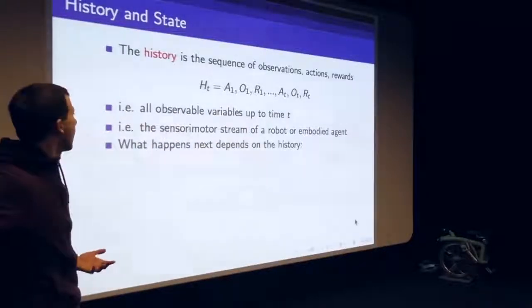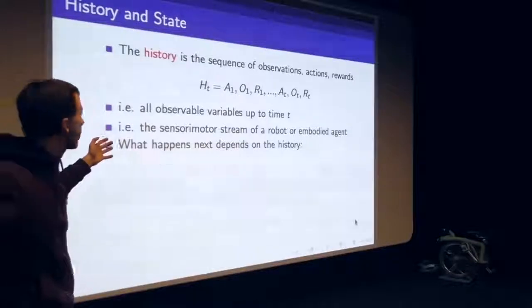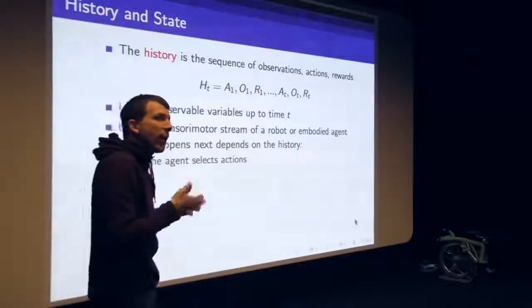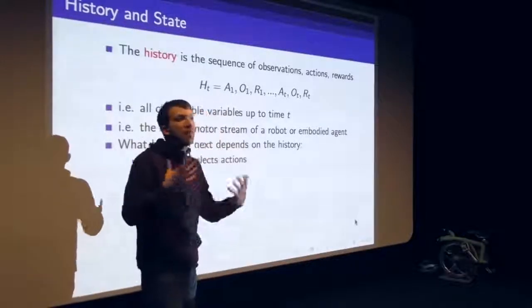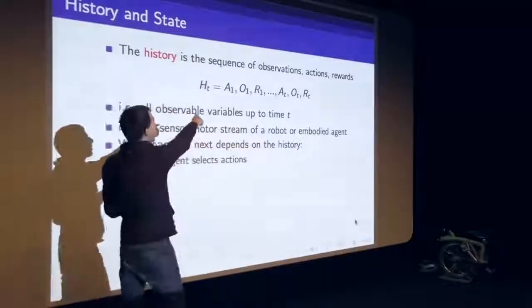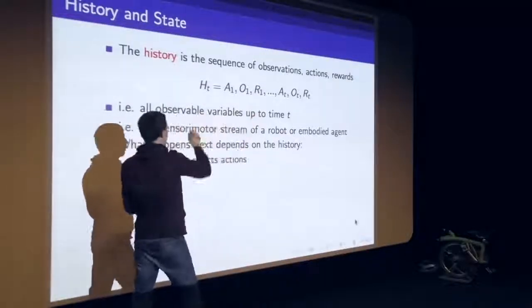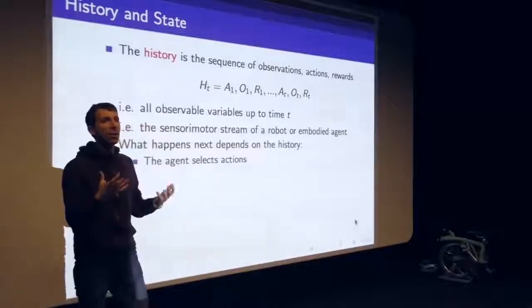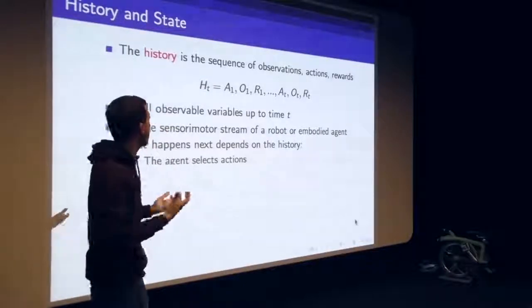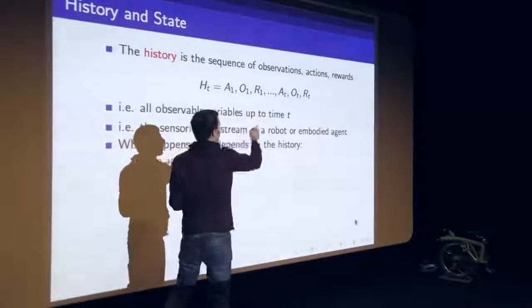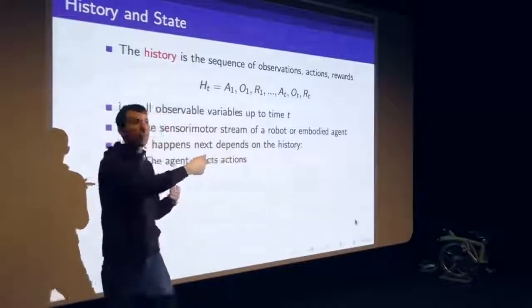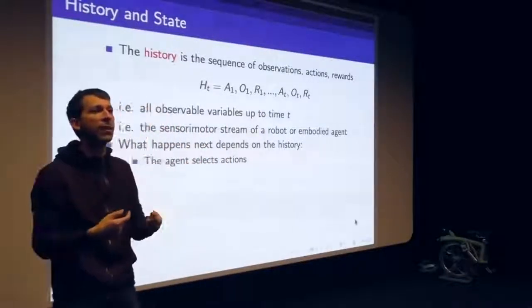And what happens next actually depends on this history. So the agent, our algorithm, we get to build something which is essentially a mapping from this history to an action. So that's our goal, is to build a mapping. An algorithm is a mapping from one of these histories to picking the next action. So what happens next from the agent's point of view depends on the history.